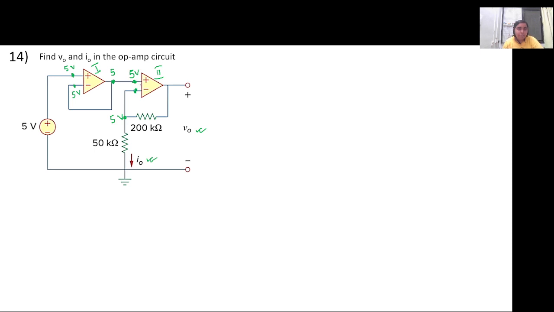So we have the node voltage across this 50 kilo ohm resistance and 200 kilo ohm resistance. Now we can apply KCL at this particular node A, right? And we can calculate V0, I0, whatever the question asks. So just quickly apply it and find out V1, V0 and I0.